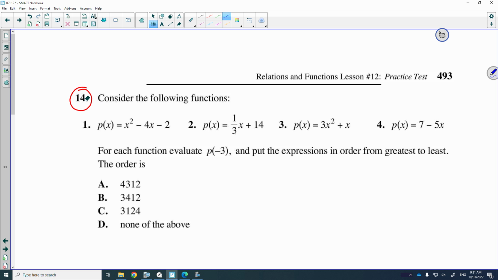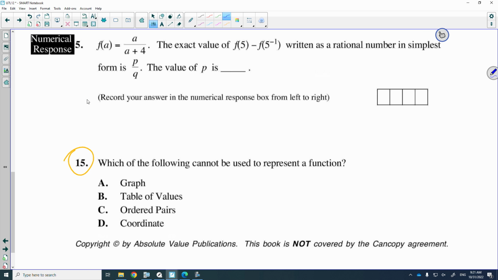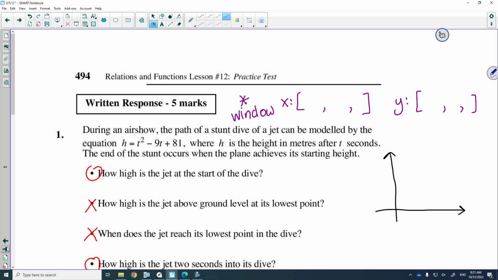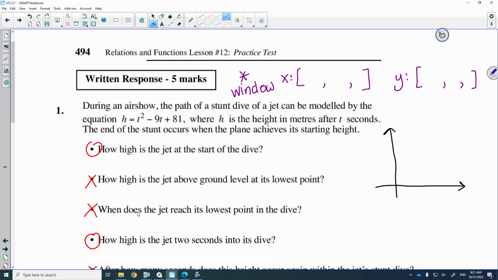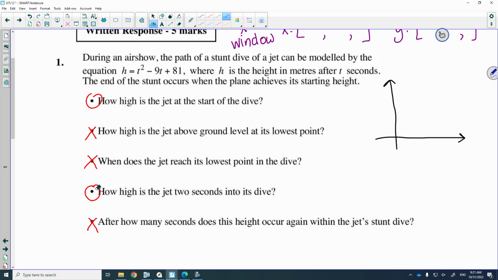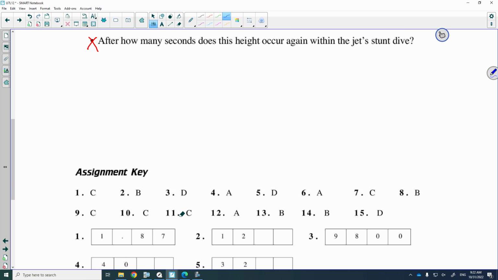Number 14, number 15. For this one, circle the first and fourth bullet, but don't actually do this one until tomorrow because we're going to do a question similar to this tomorrow. And that's it. So you guys can do those ones right now.